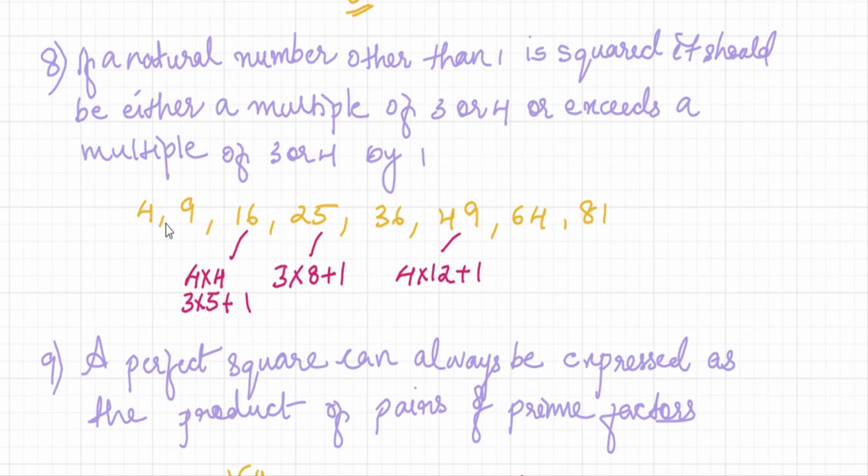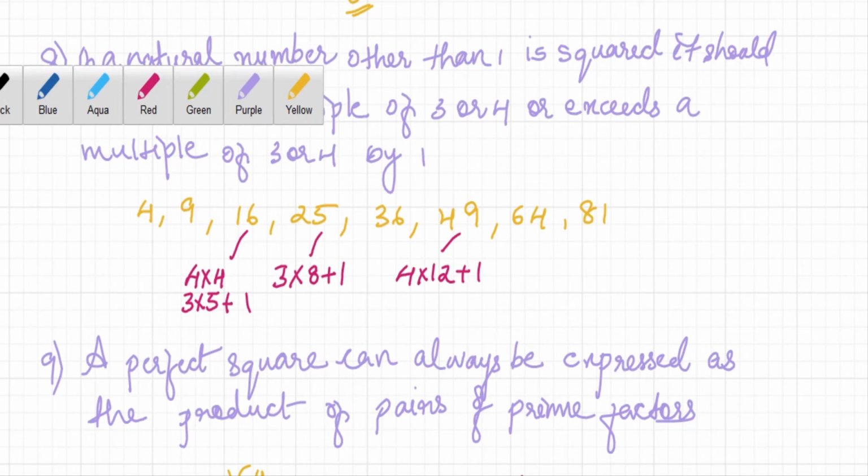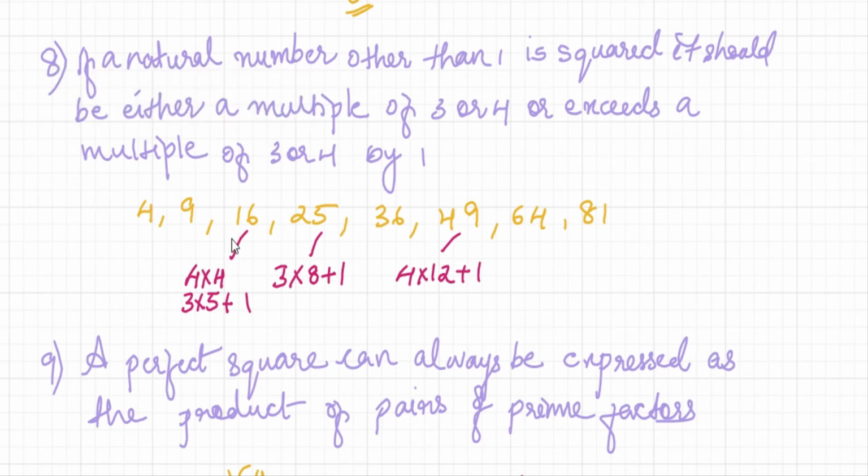See here: 4, 9, 16, 25, 36, 49, 64 and 81. Let's check this property. Let us take the example over here, 16. It is a multiple of 4, that we know. 4 into 4 is 16. Also 3 into 5 is 15 plus 1. So it is a multiple of 4, also a multiple of 3 plus 1. That's it. Now 25.